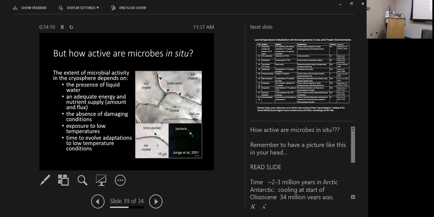Antarctica has been that cold for about 35 million years, okay? But before that, the whole planet was fairly warm. Okay? So it's not clear that any adaptations that had been evolved in previous cold periods would have survived to the current cold periods that we have on our planet.